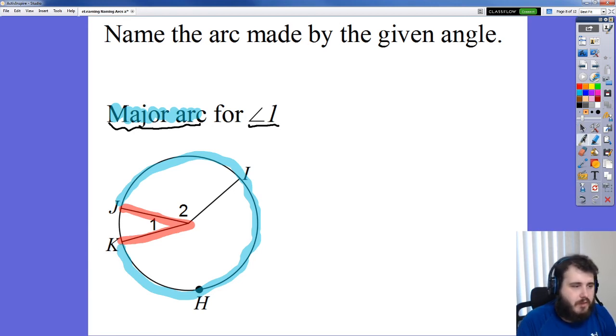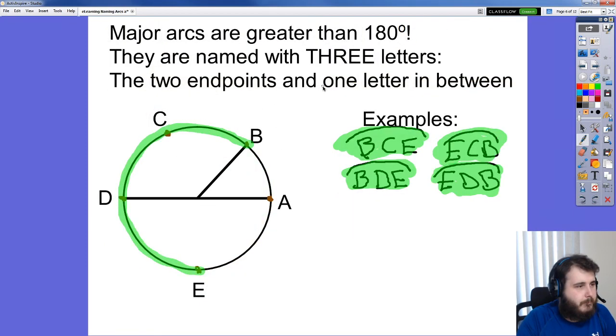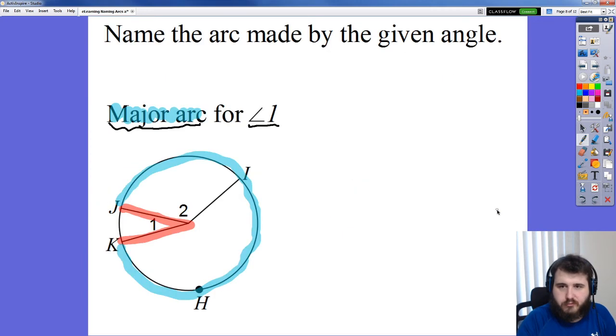So that's the arc. The blue one here, that's the arc, and it kind of looks like a little Pac-Man now. That's adorable. So first thing we do, we want to name the arc. Just like we talked about before, two endpoints and then one letter in between. So let's pick the two endpoints first. The two endpoints are J and K. Well, there's J, there's K. Well, what goes in the middle? A point in between J and K.